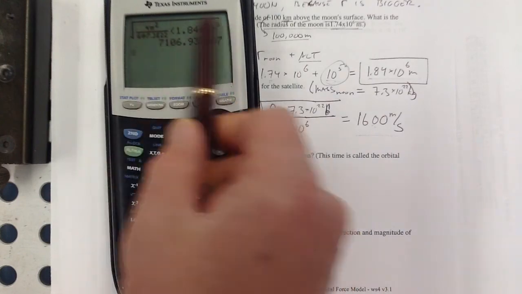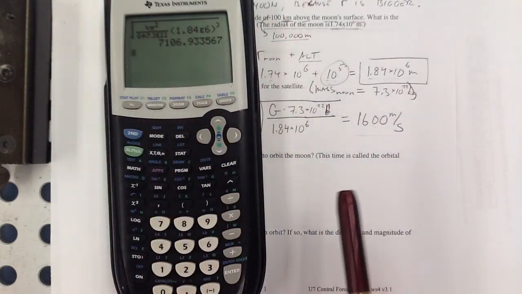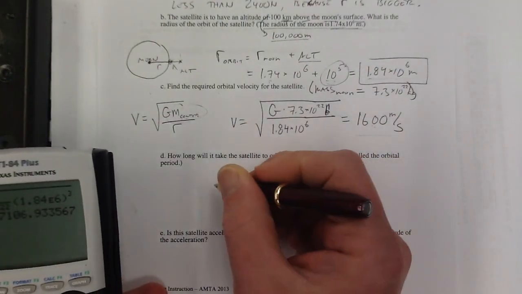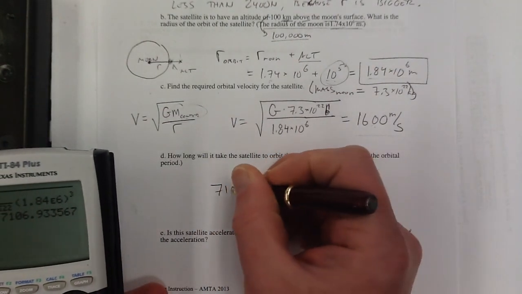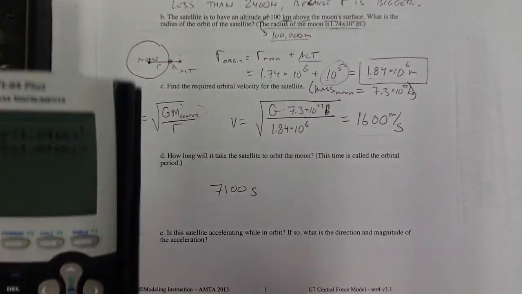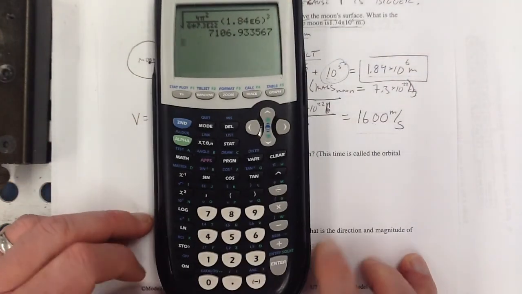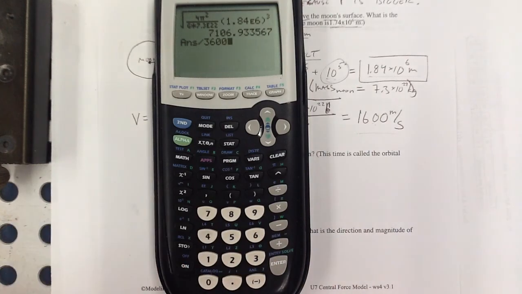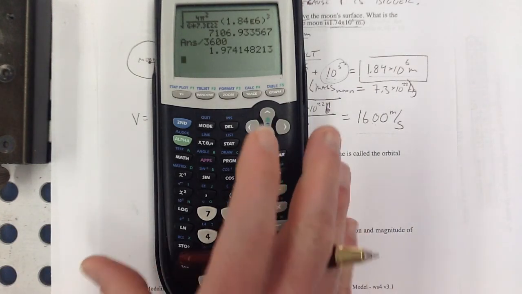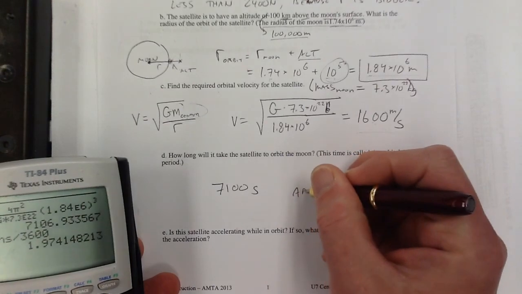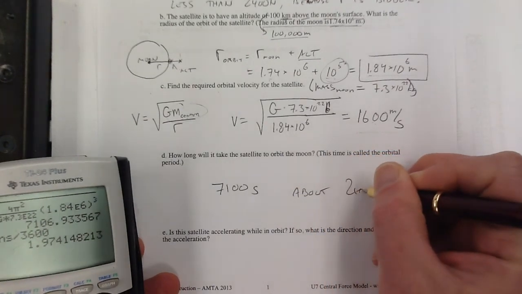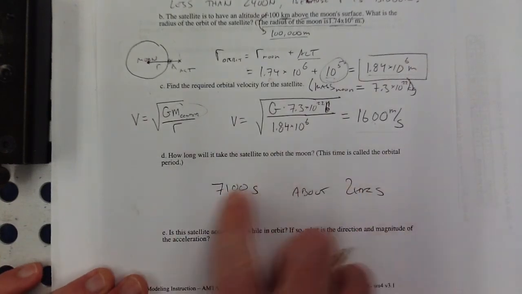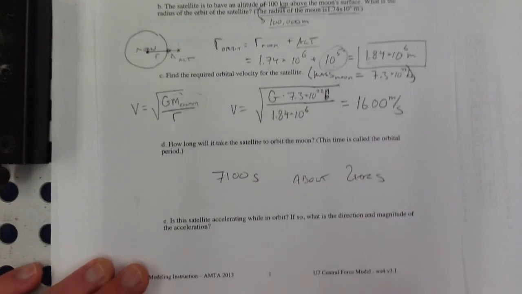And I mean, look, come on, that looks so nice compared to the hitting enter, hitting enter, hitting enter kind of thing. So how long will it take? 7,100 seconds. And there's 3,600 seconds in an hour. So that's about 2 hours, which is typical of low satellite orbits.